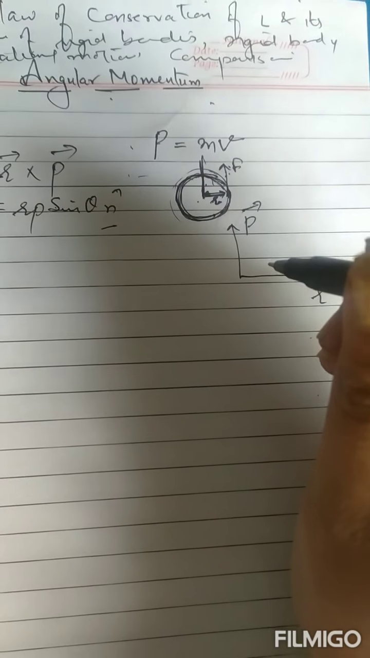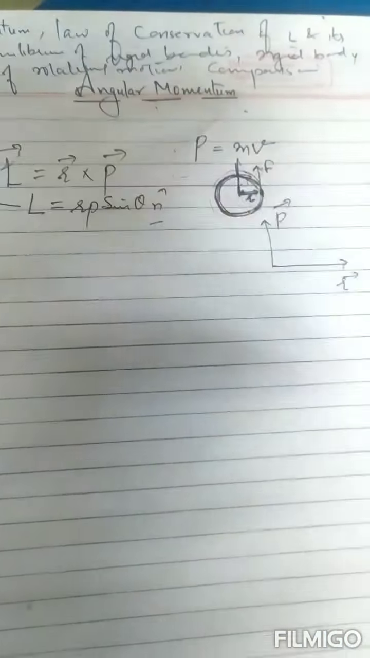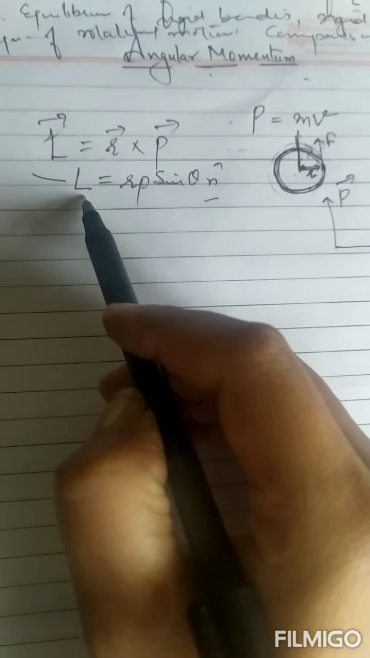So when you do R cross P, the thumb is pointing in the upward direction, which means angular momentum is in the upward direction. Like this, if this is R and this is P, then it will go in the downward direction by the right hand thumb rule. So by using the right hand thumb rule, we can find the direction of angular momentum.